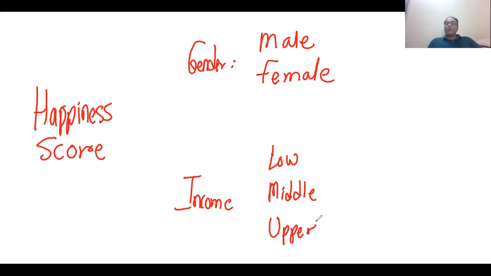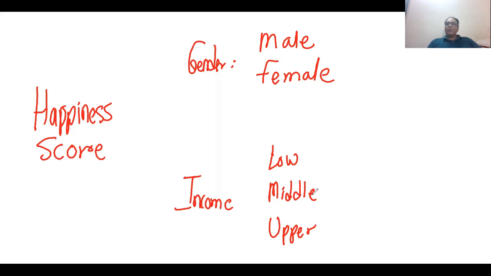Right. So if I want to know, can I say the happiness scores of the low income group, high income group, and middle income group are equal? Maybe, maybe not. If I'm interested in finding out the impact of only income, then which test is applicable? One-way ANOVA.